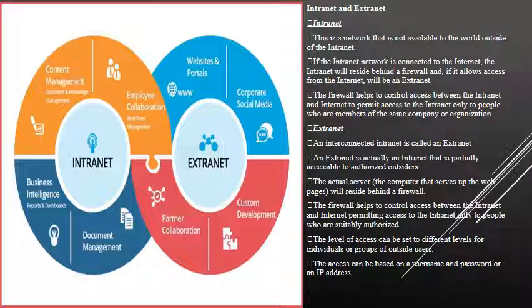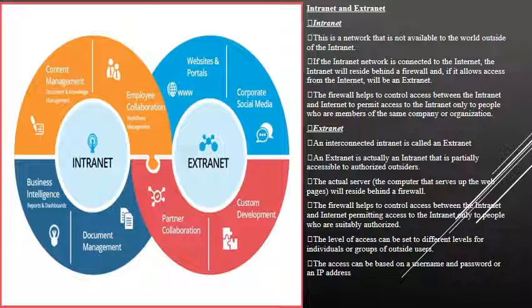Intranet and extranet. Intranet: this is a network that is not available to the world outside of the intranet. If the intranet network is connected to the internet, it will reside behind a firewall, and if it allows access from the internet, it will be an extranet. The firewall helps to control access between the intranet and internet, to permit access only to people who are members of the same company or organization.